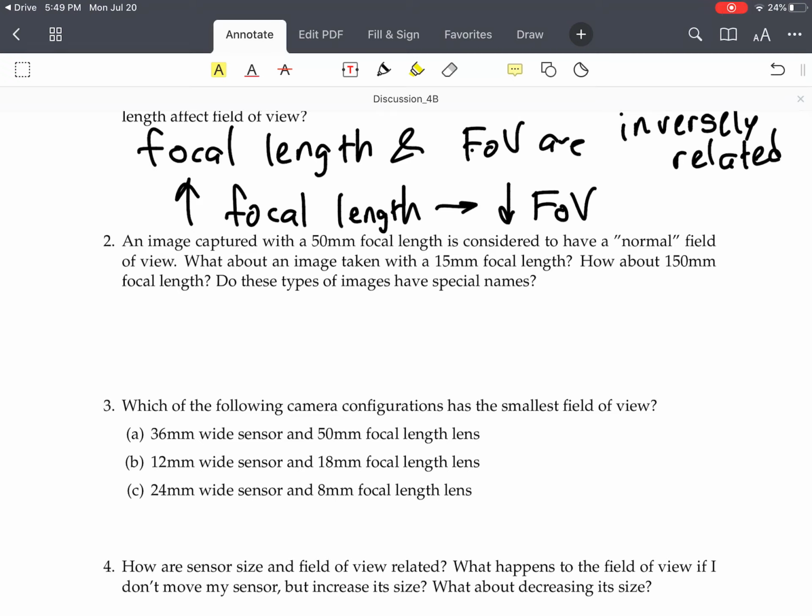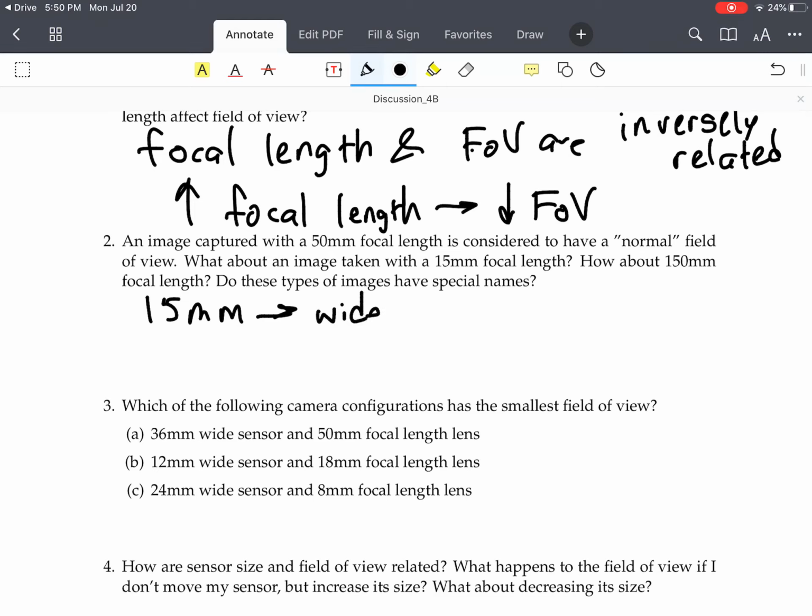Okay, so in number one, we talked about how focal length and field of view are inversely related. So when we go from 50mm to 15mm, focal length is going down, which means our field of view is going up. And so this does in fact have a special name, 15mm, and it's called a wide angle picture, a pretty intuitive name. Our field of view is wider, so it's a wide angle picture.